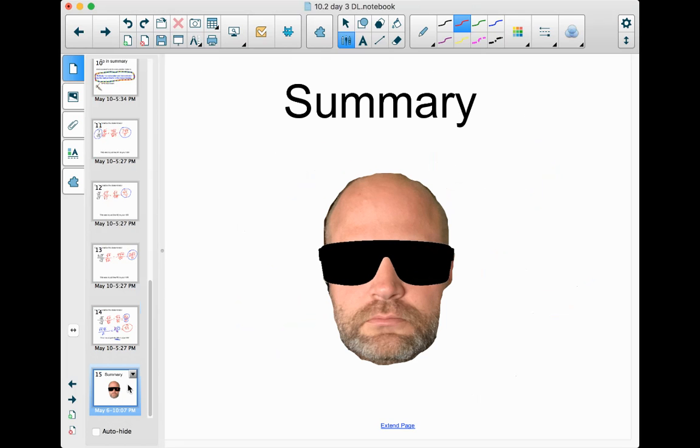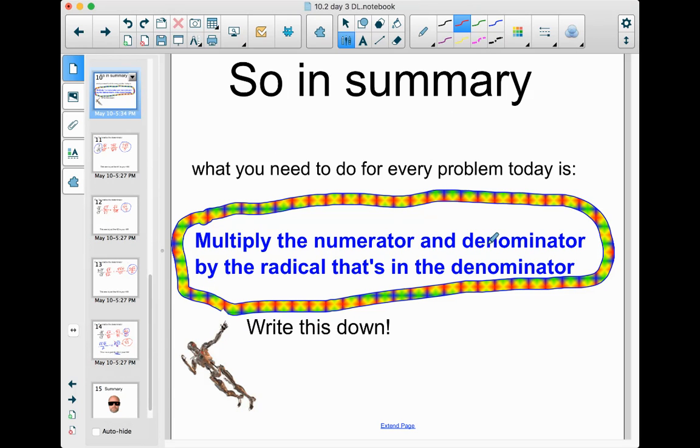Summary: when rationalizing the denominator, multiply the numerator and denominator by the radical that's in the denominator. Okay, and that's how you rationalize the denominator.